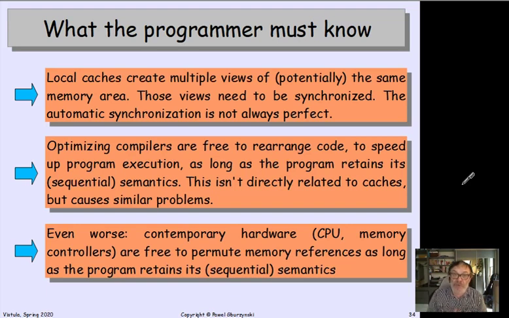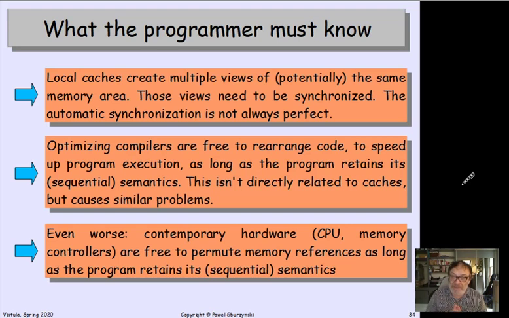Okay, so what do we have to know as professional programmers about those issues? First, local caches create multiple views of potentially the same memory area. Those views need to be synchronized, and they are synchronized on contemporary systems. The problem is that the automatic synchronization is not always perfect, it's not always immediate, and we have to remember this, we have to keep this at the back of our heads.